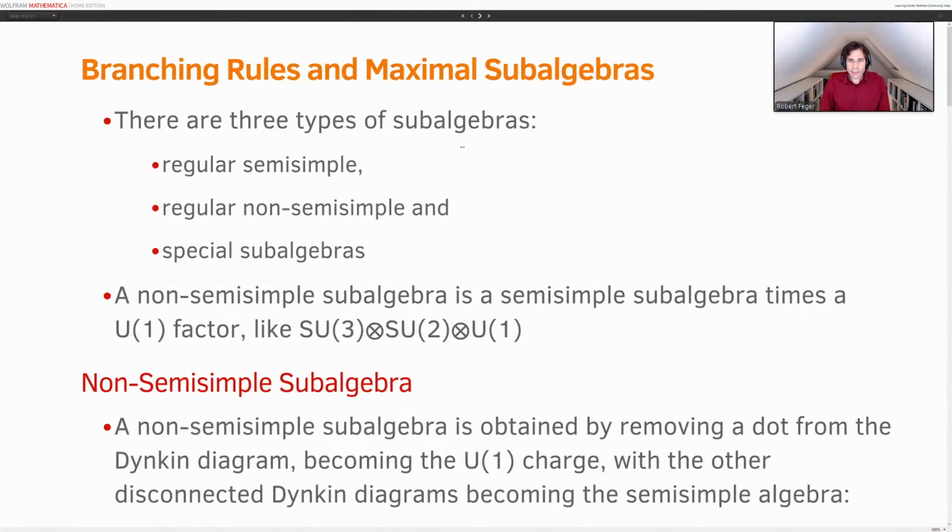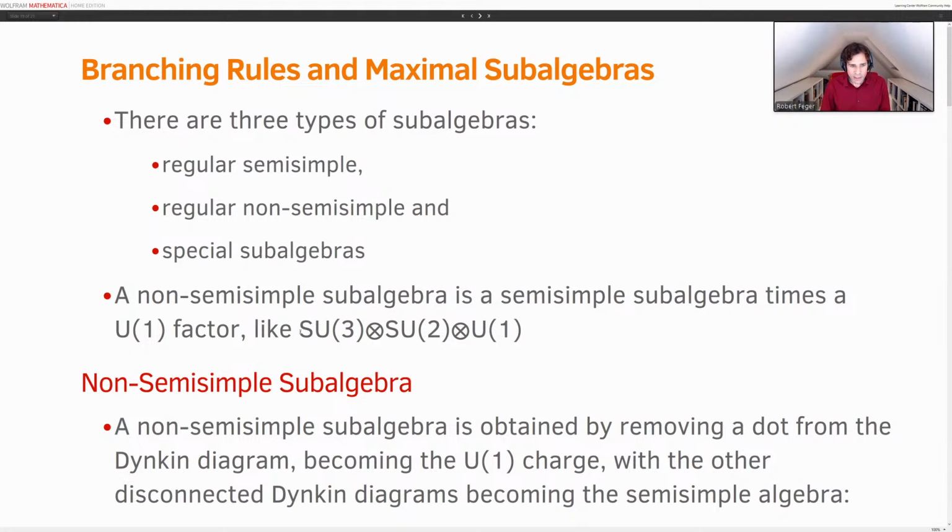So, branching rules on maximal subalgebras. There's a mechanism in LieART to identify the maximal subalgebras of algebras. And there are three types of subalgebras: regular semisimple, regular non-semisimple, and special subalgebras.